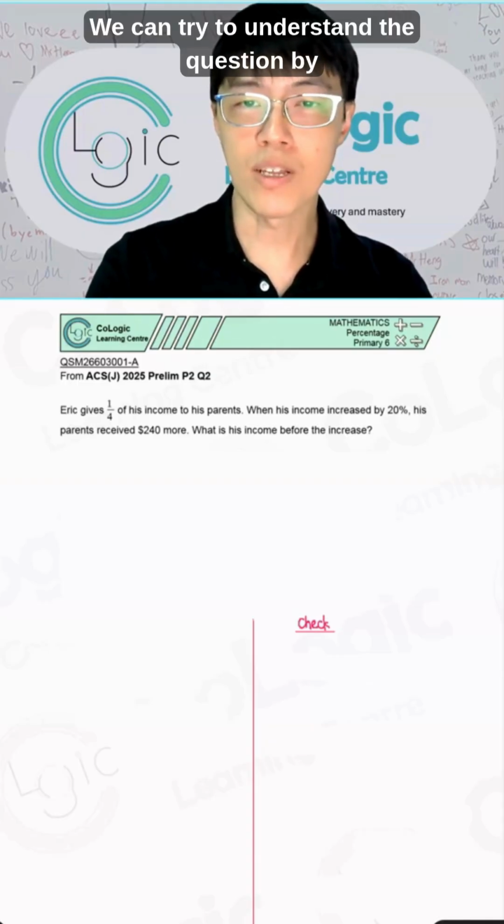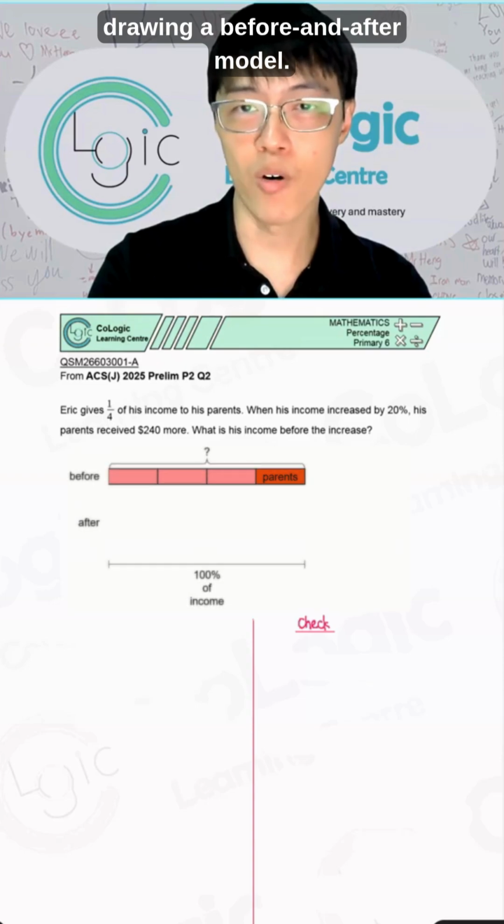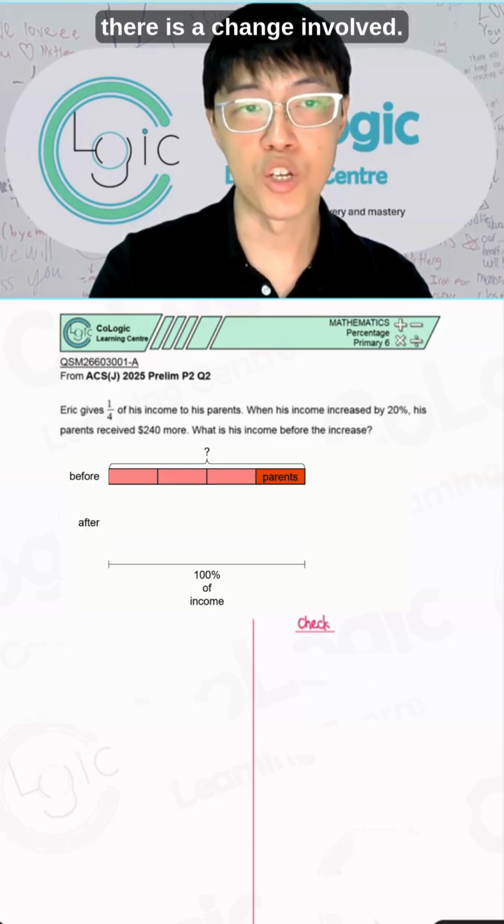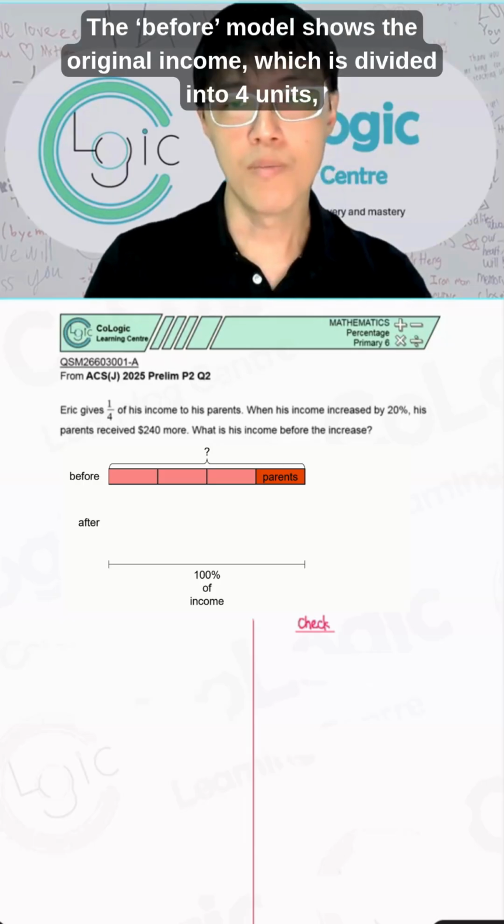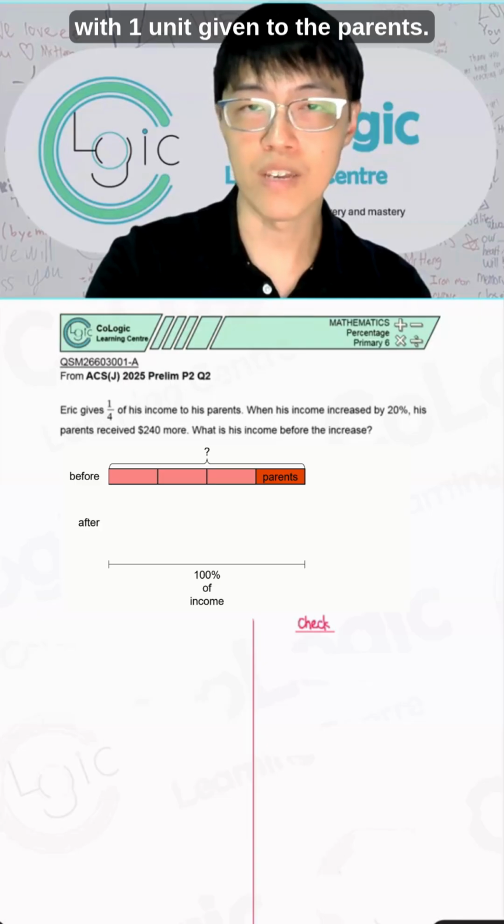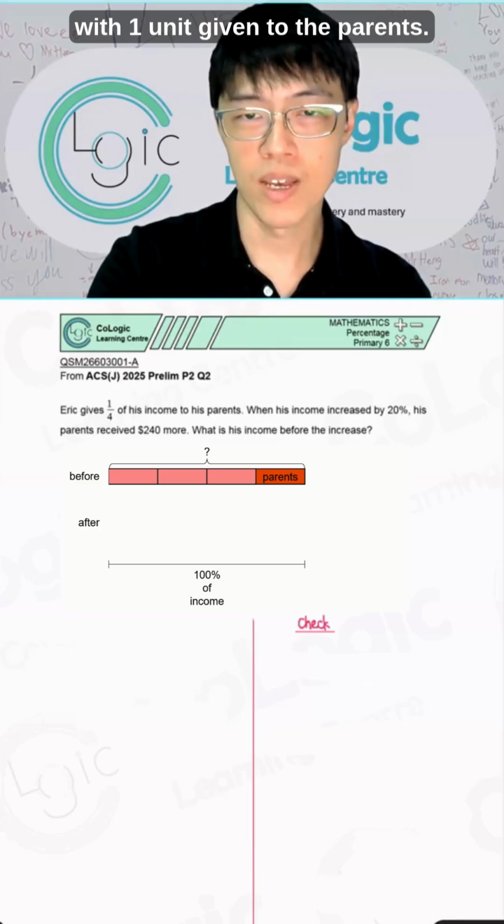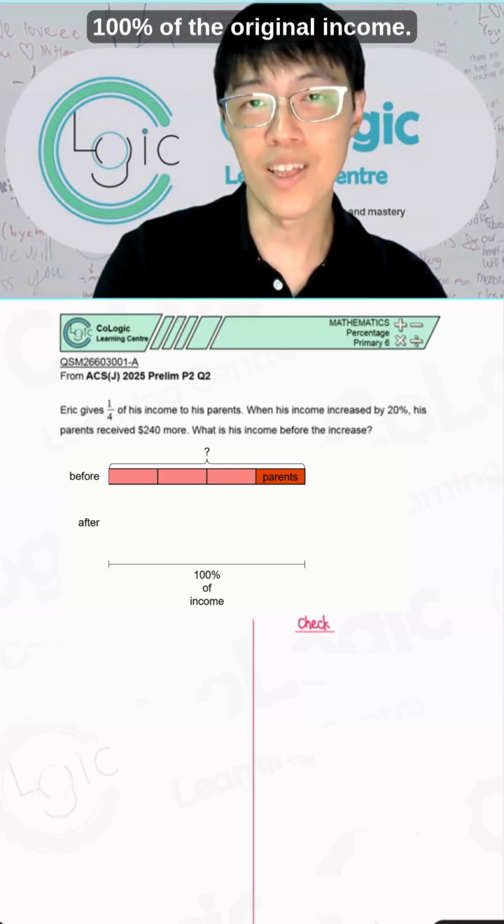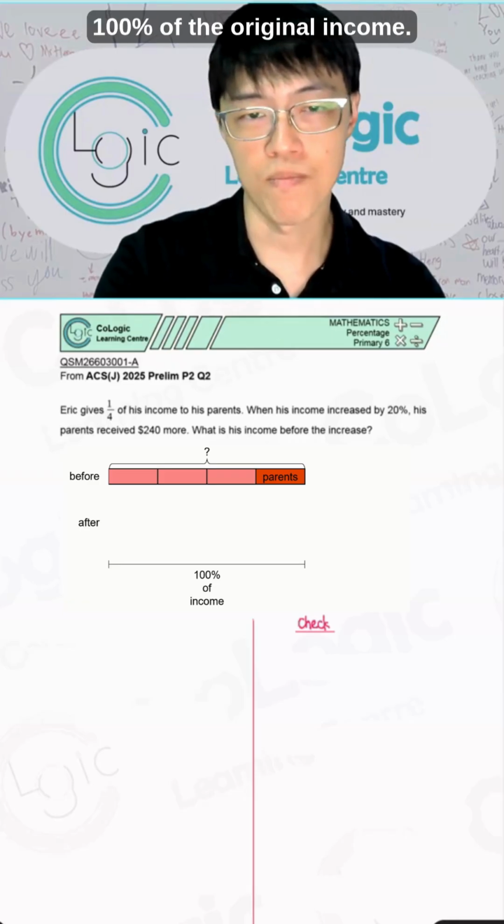We can try to understand the question by drawing a before and after model. We use a before and after model since there's a change involved. The before model shows the original income, which is divided into 4 units, with 1 unit given to the parents. Now, do take note that these 4 units represent 100% of the original income.